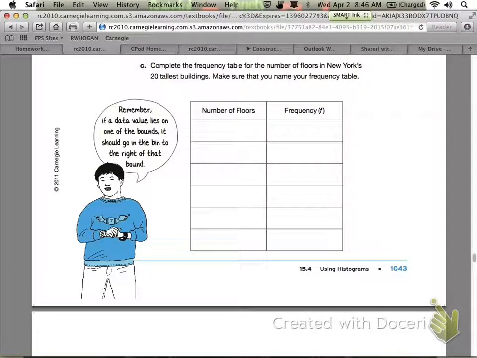Letter C then down at the bottom of page 1043 asks us to complete the frequency table for the number of floors in New York's 20 tallest buildings. Make sure that you name your frequency table. So go ahead and do that with your group members.